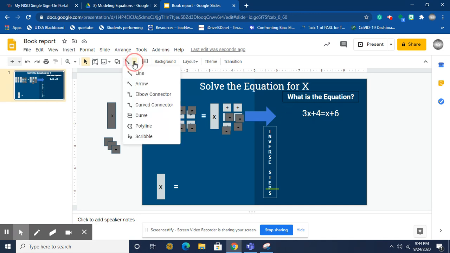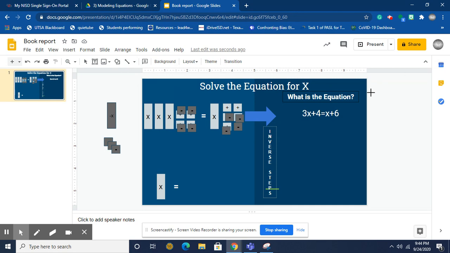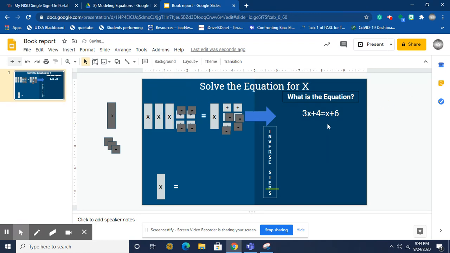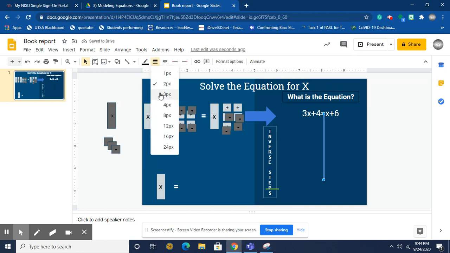So when we look at solving with inverse operations, one of the first things that you want to do is take a line and draw it straight down from the equal sign. It's going to help you keep equality. It's going to help you see balance. It's going to help you figure out what it is that we're doing. Because what we do on one side, we need to make sure that we do on the other. Make this line a little thicker.